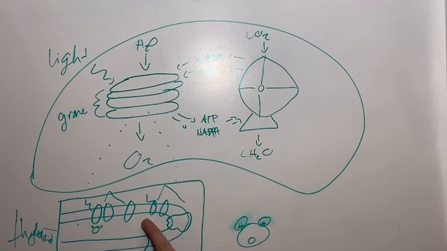Oxygen and these 2 hydrogen atoms come down here to ATP synthase. Here in ATP synthase, we're going to take those 2 hydrogen and we are going to make ATP, and we are going to have molecular oxygen.